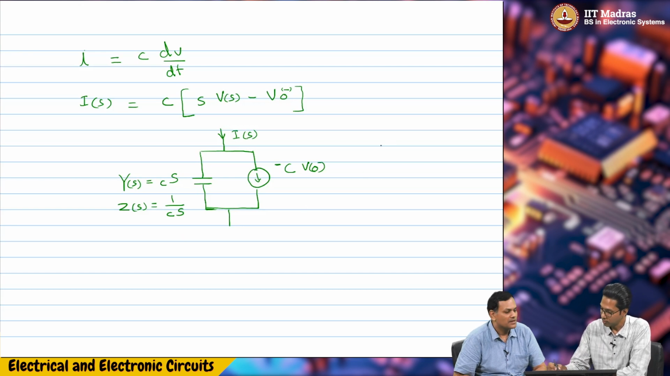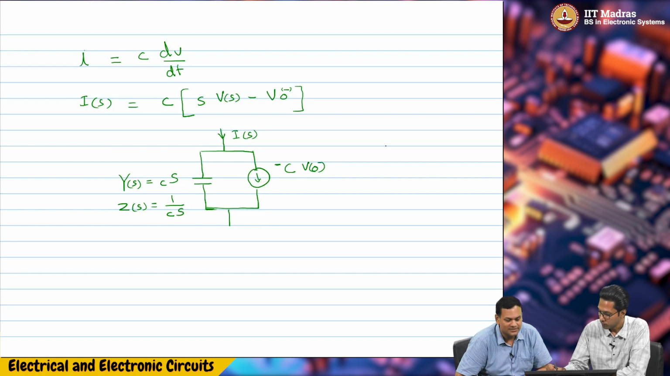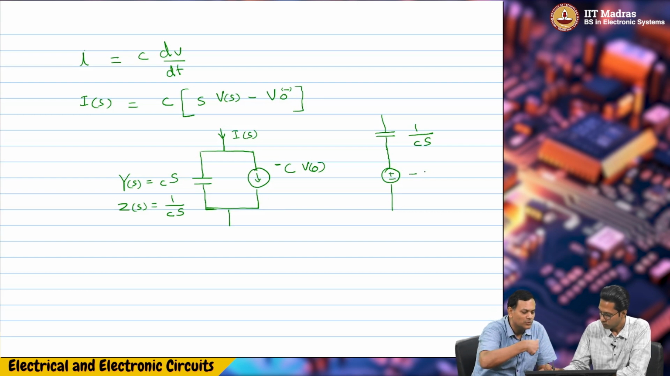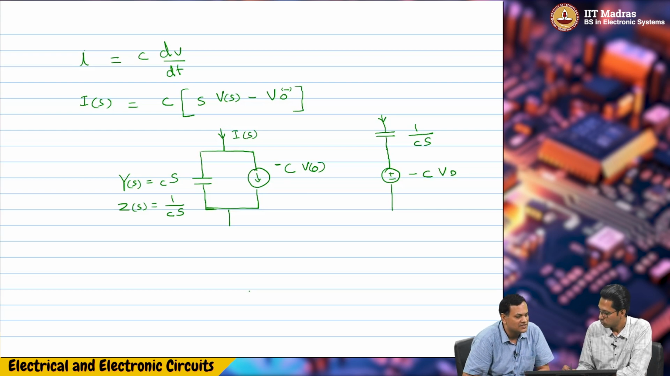So shall we represent this in series form also? That means source transformation. Basically we'll have a voltage source and then a capacitor in series. The capacitor impedance is 1 over SC. The current is flowing downwards, so the polarity will be minus on top, plus on bottom. And the value would be 1 by CS times minus C V0. You have to multiply that current by the impedance.